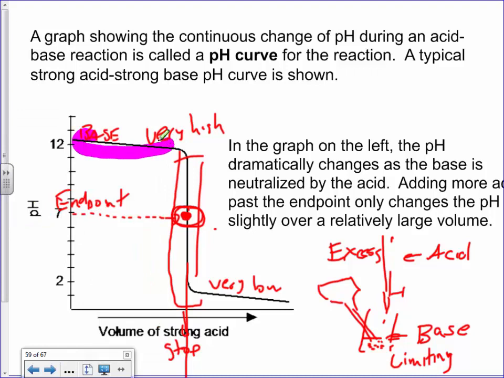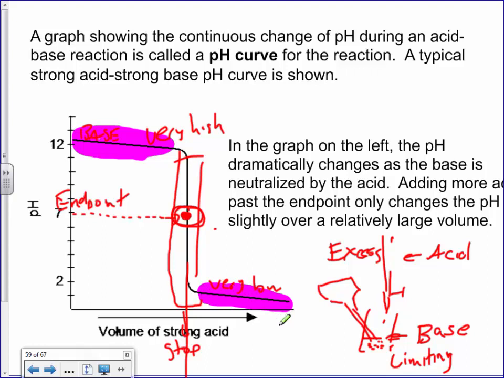Right here, that's known as a buffering region. The reason is that when you start your titration, the pH does not really change all that much. The pH is very constant. What you have is a base. The amount of base you have isn't getting neutralized, but you still have a base. And this area over here would also be known as a buffer.